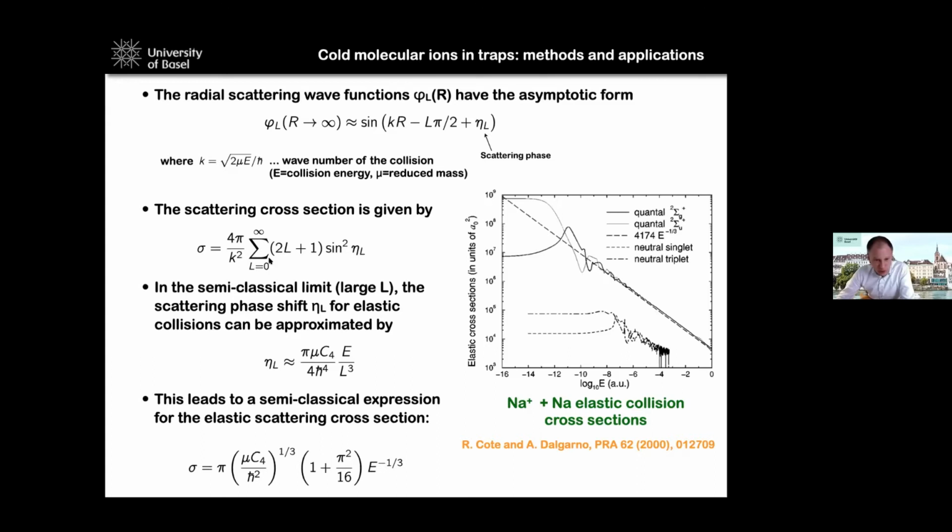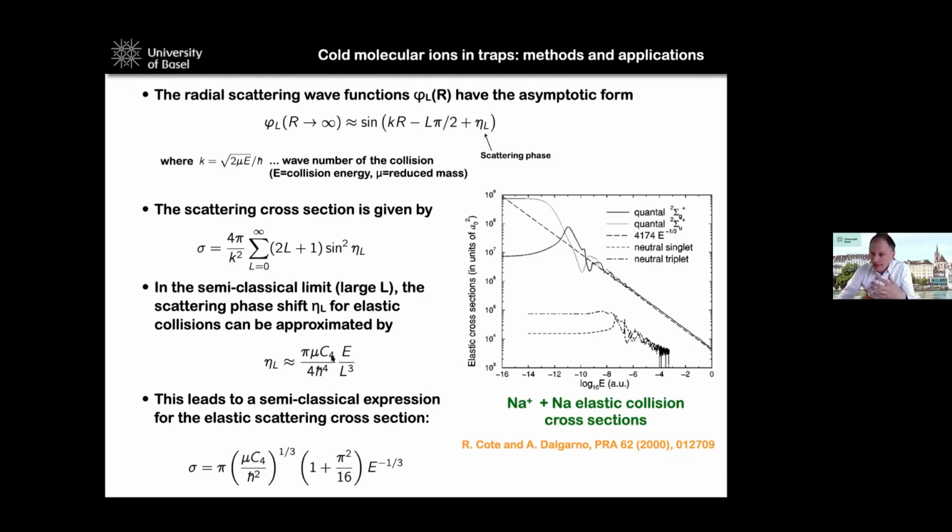Now, the scattering cross-section can be formulated as something proportional to a sum over all angular momentum states times the sine squared of the scattering phase shift. So essentially, one needs to work out what the scattering phase shift is. And one can further show, and you can read this up, for instance, in this paper here, that in the semi-classical limit, meaning if we have large values for the angular momentum quantum number L, then the scattering phase shift can be approximated by this rather simple expression.